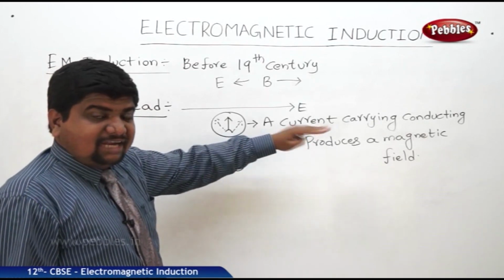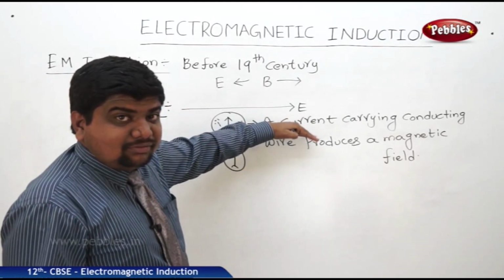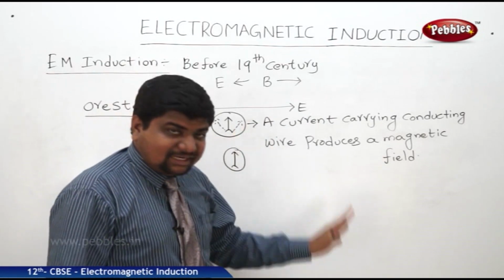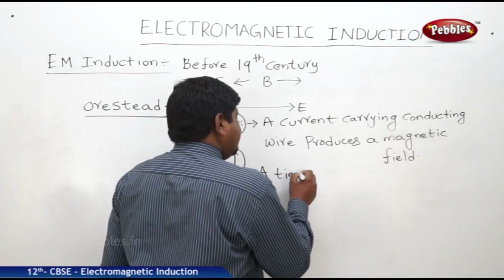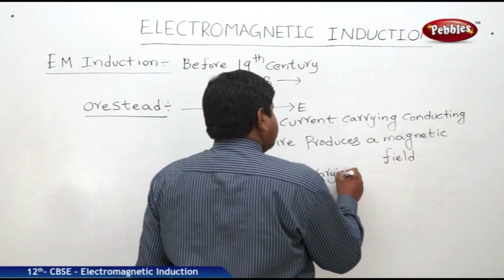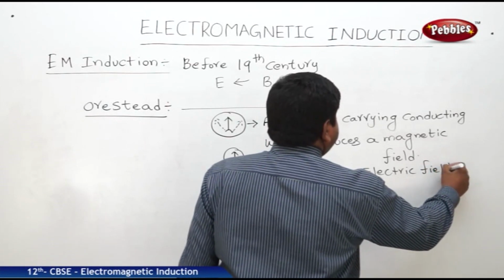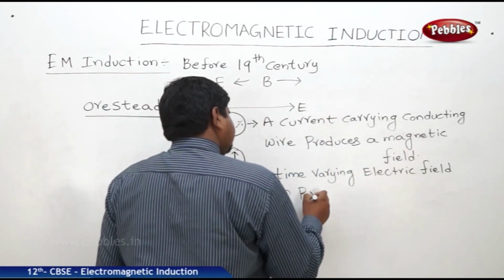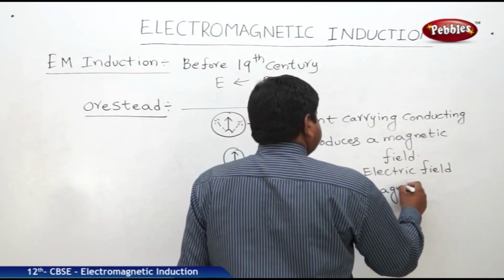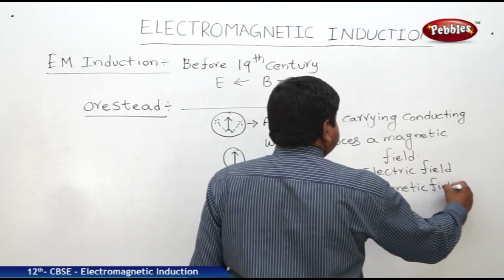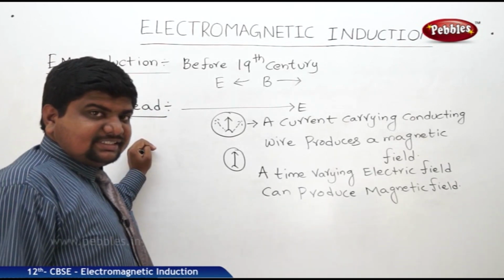This statement, in later years, became like this: a current or electric field which is varying with time, a time varying electric field, can produce a magnetic field. This is the observation by Ørsted, a great scientist.